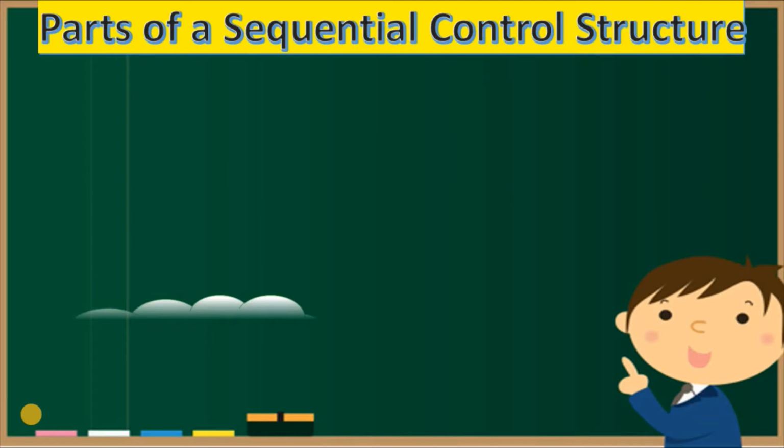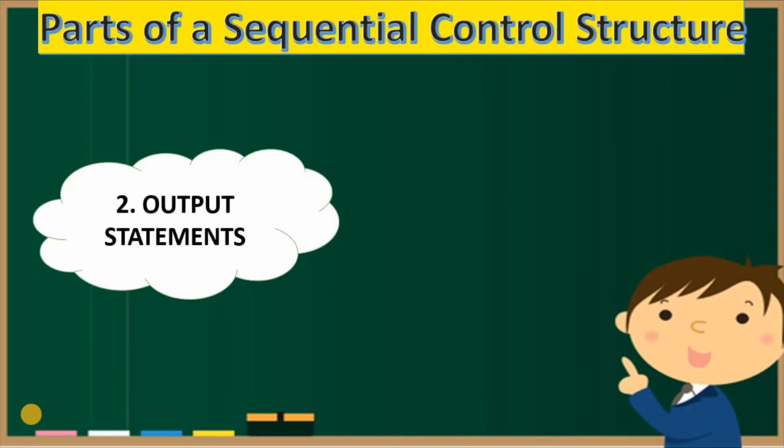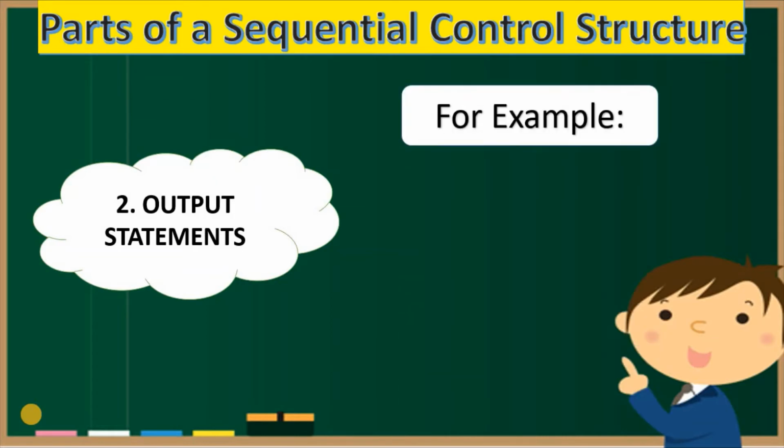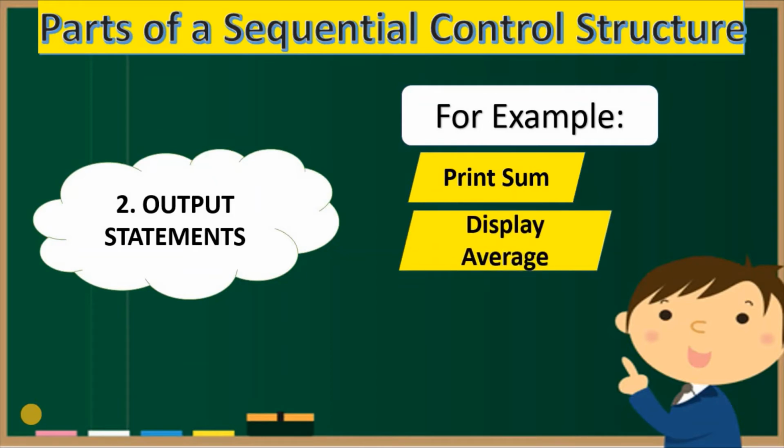Second part of our sequential control structure would be output statements. So some terms similar to our input statements, but these would give the user an output. So terms print, sum, display, these are two of the main ones as it relates to the pseudocode aspect.